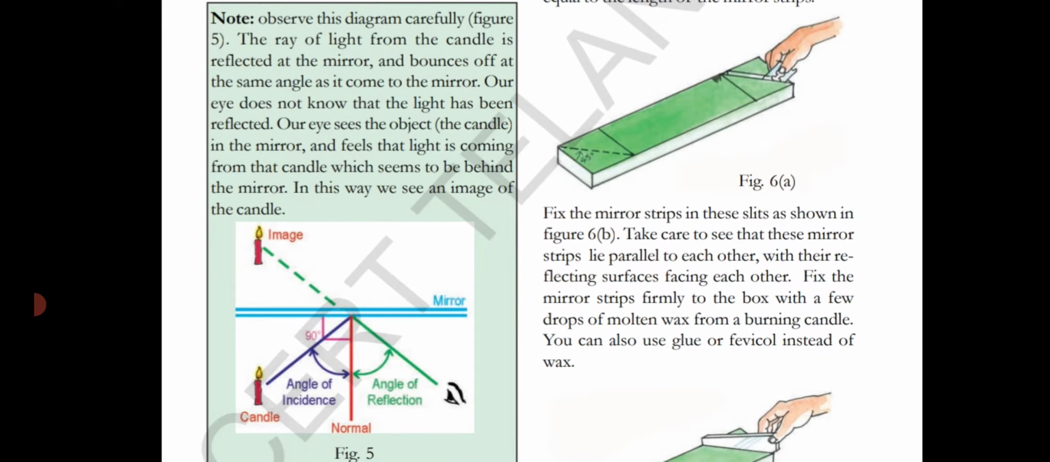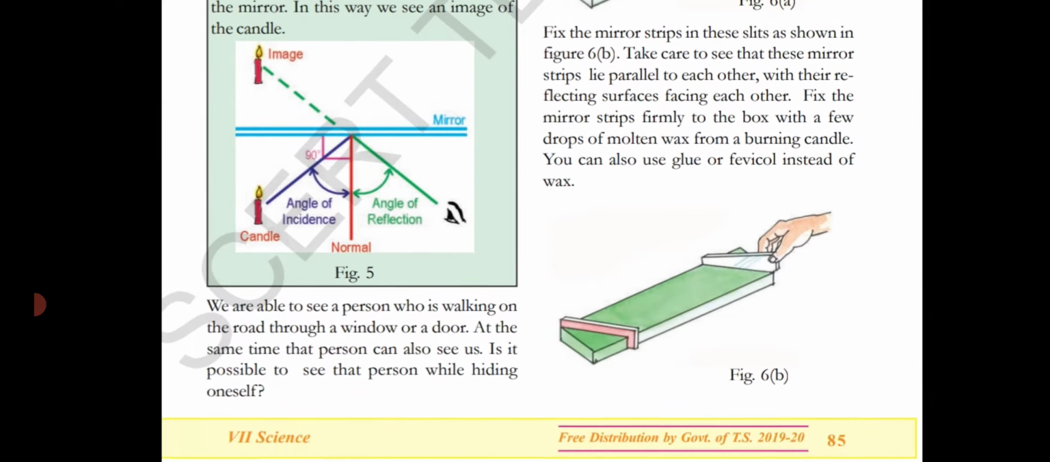Figure 5. The ray of light from the candle is reflected at the mirror and bounces off at the same angle as it comes to the mirror. Our eye does not know that the light has been reflected. Our eye sees the object, the candle in the mirror, and feels that light is coming from that candle, which seems to be behind the mirror. In this way, we see an image of the candle.